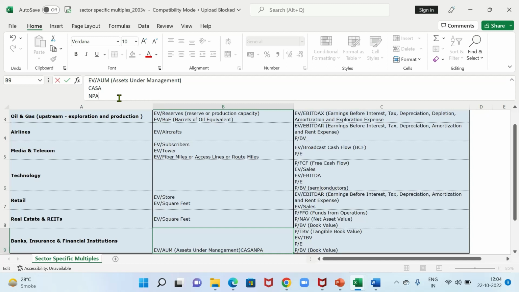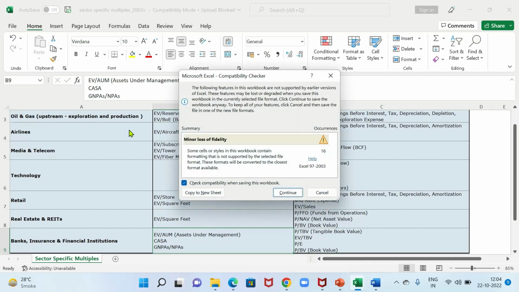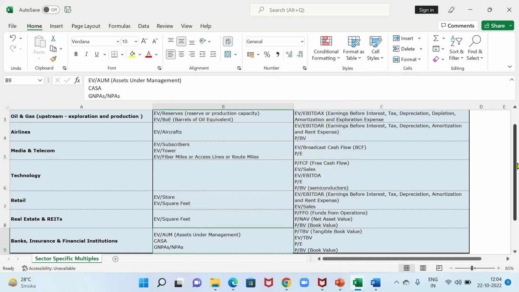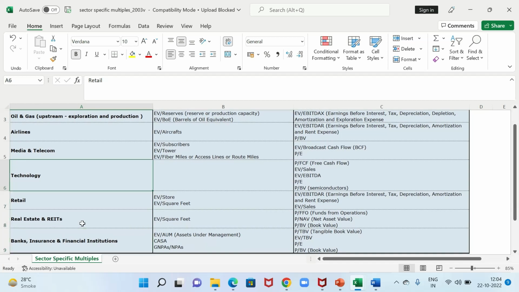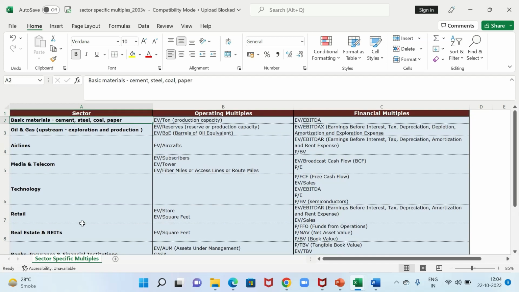NPA, GNPA, CASA. Actually, I am not an expert on banks. I am more into oil and gas, media, telecom, retail, real estate. Banking is not my forte. Sorry, I've not worked on banking at all.